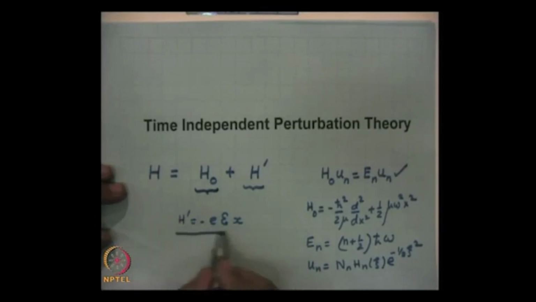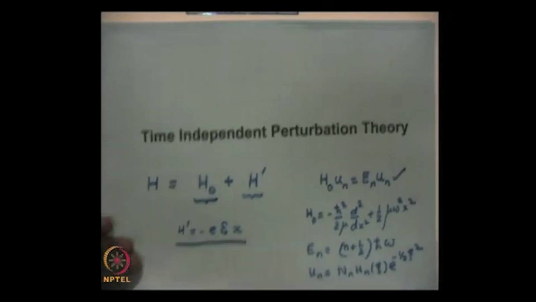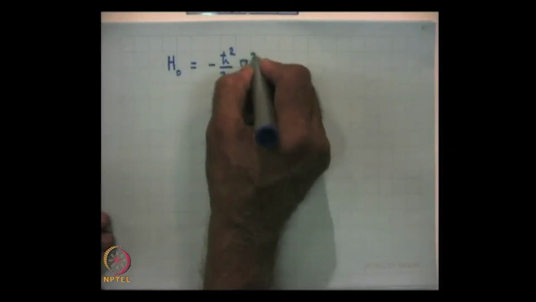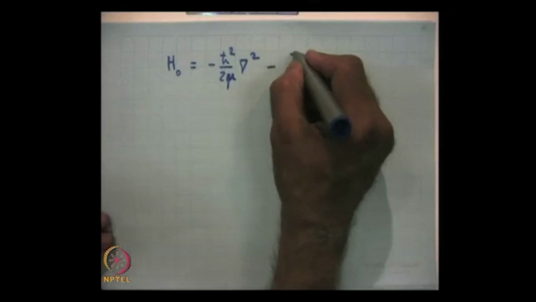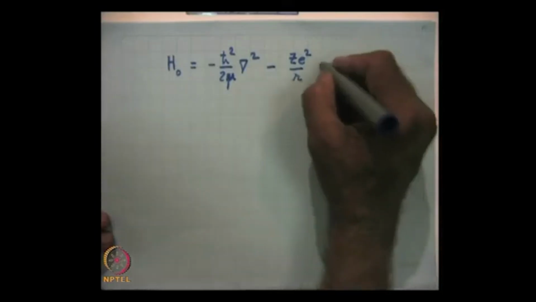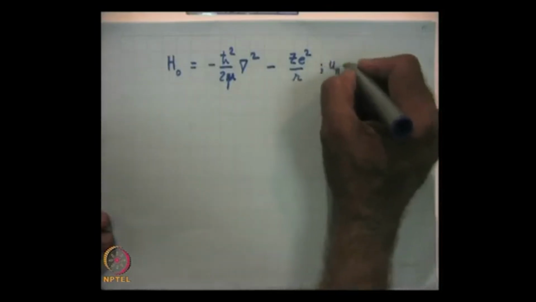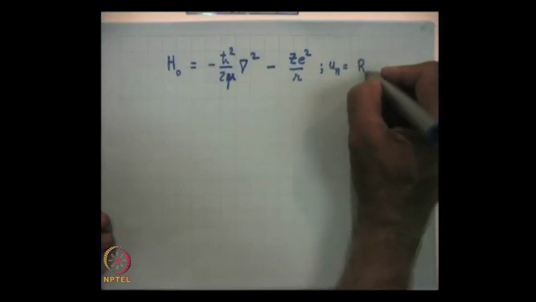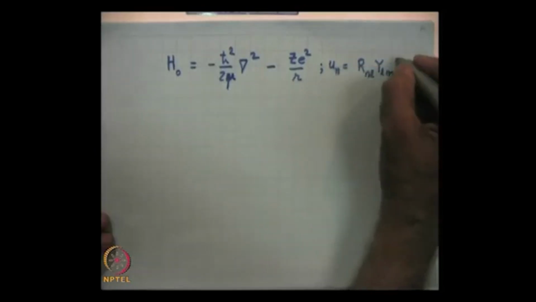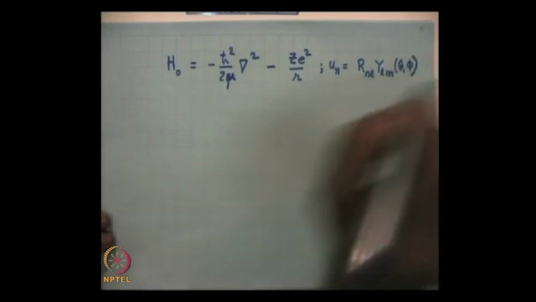So, this is the perturbation, or you may have something like H naught representing the hydrogen atom problem, in which it is given by minus h cross square by 2 mu del square minus Z e square by r. This is V of r. So, for this problem we know that u n is equal to R n l Y l m. Actually these are 3 subscripts here. These are the wave functions.